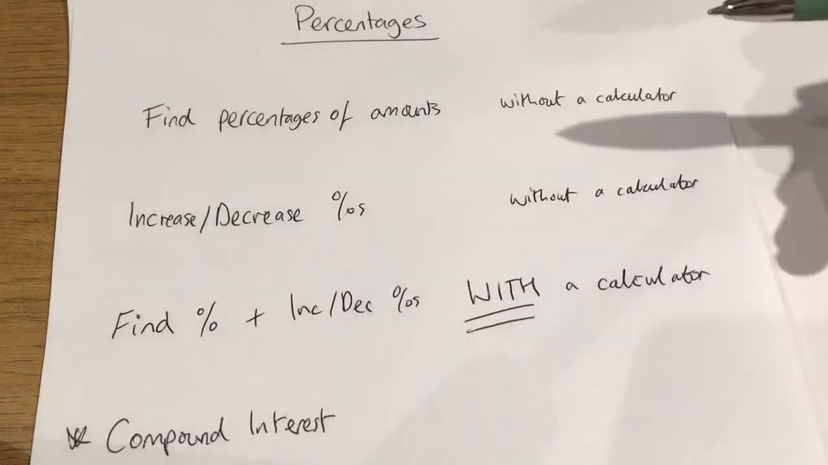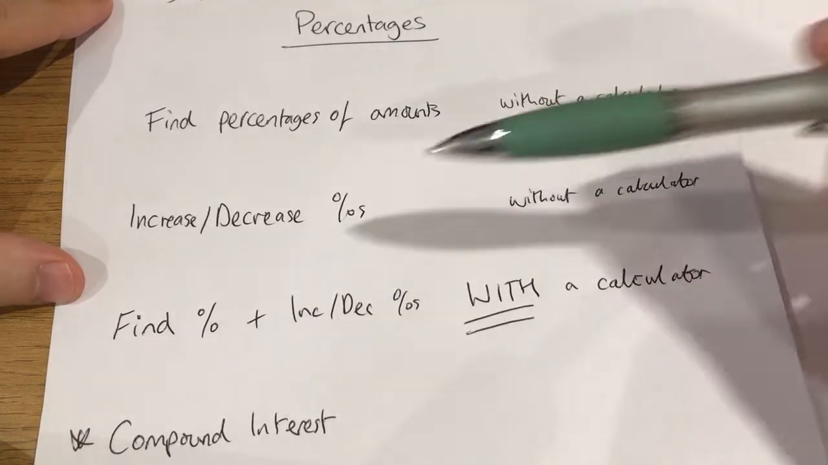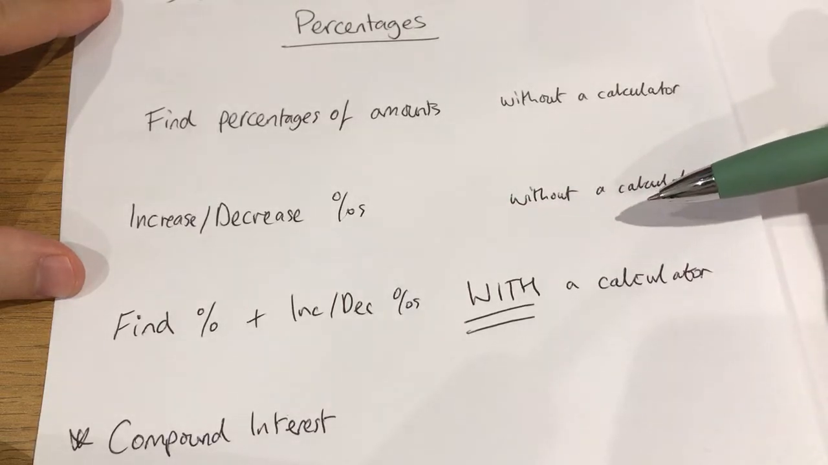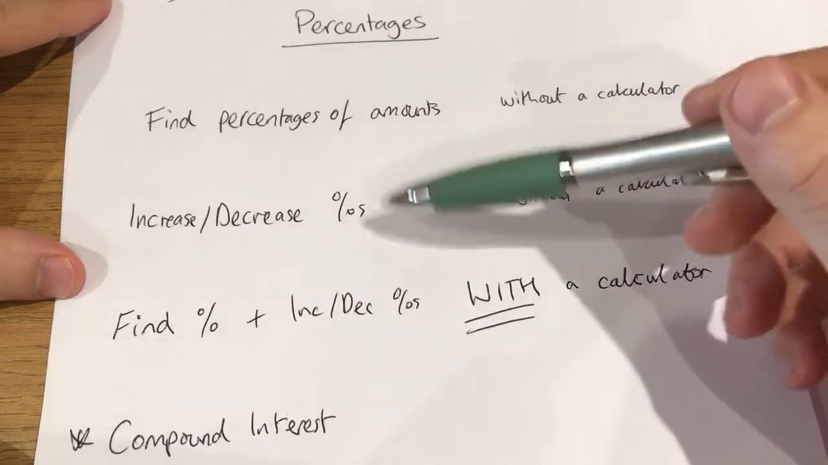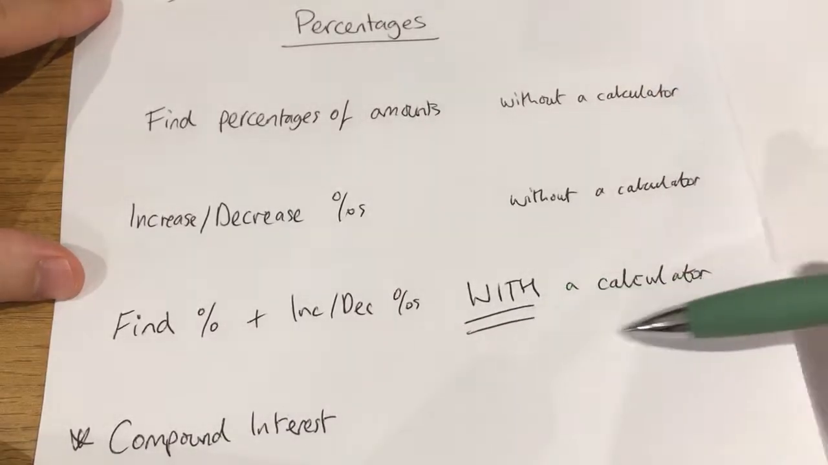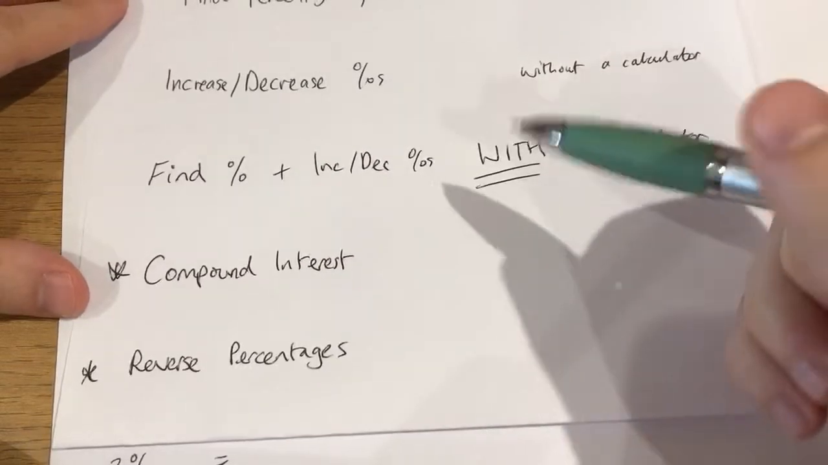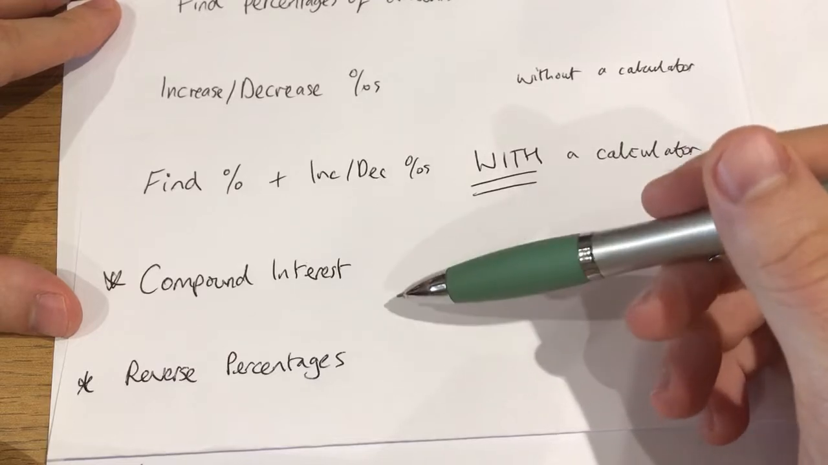So we have got finding percentage of amounts without a calculator, increasing, decreasing percentages without a calculator, finding percentages of amounts and increasing, decreasing percentages, so all this but with a calculator, then compound interest and reverse percentages, which are a lot trickier.